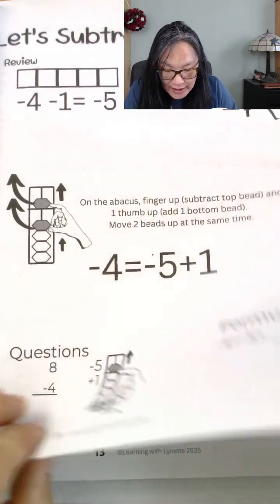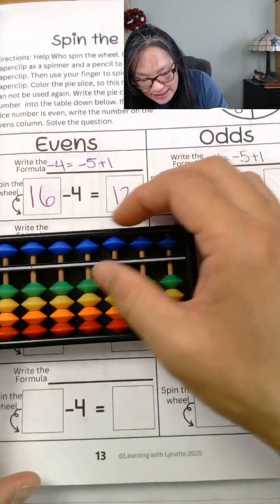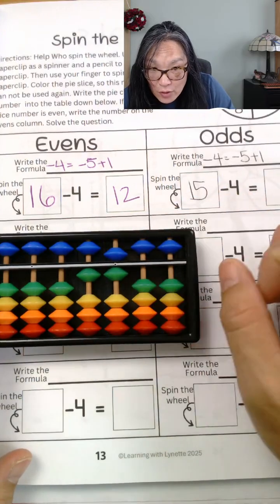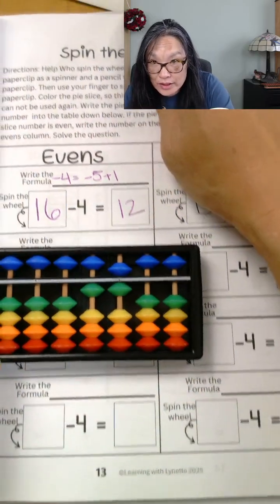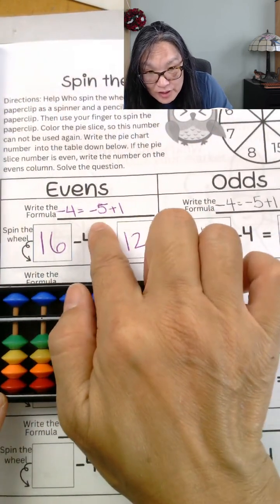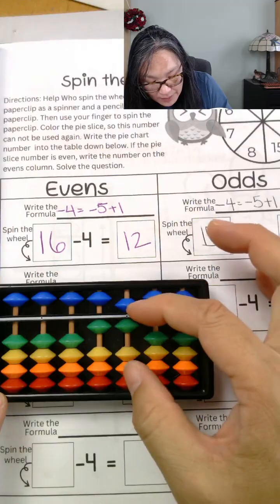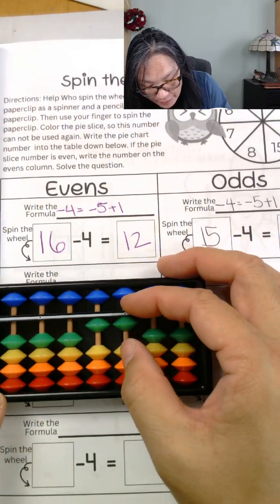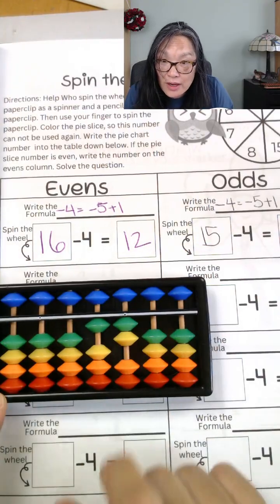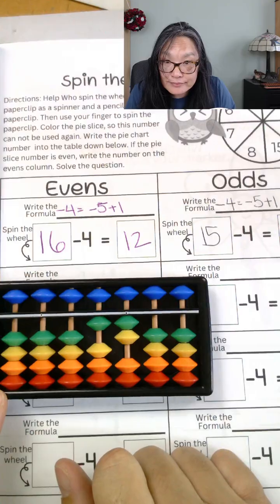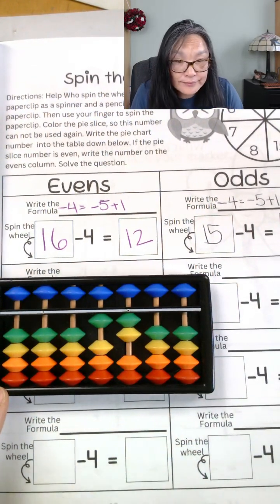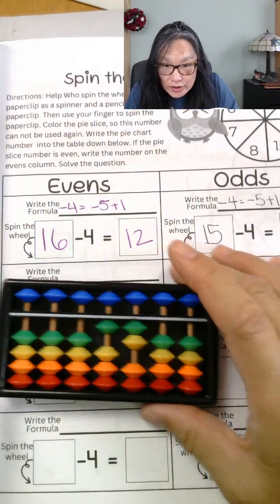And we can do it again. We have 16 on our abacus and I want to minus the 4. Cannot minus the 4. What do? Minus the 4 is minus the 5 plus the 1. I want to minus the 5 and plus the 1. That's what I did. My final answer is 12.